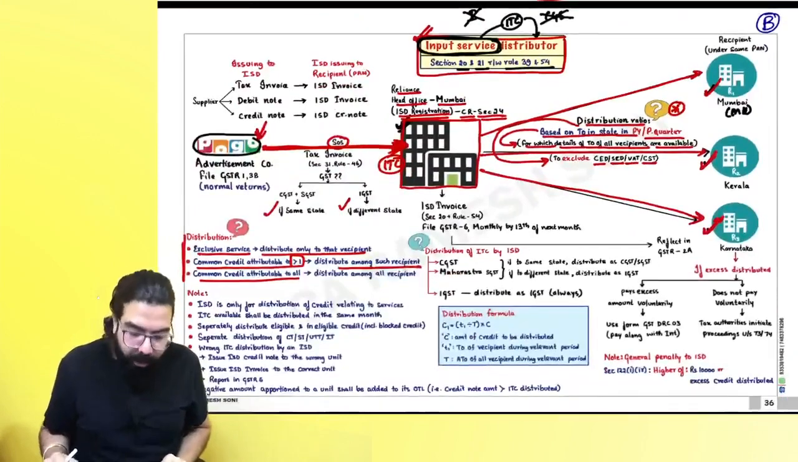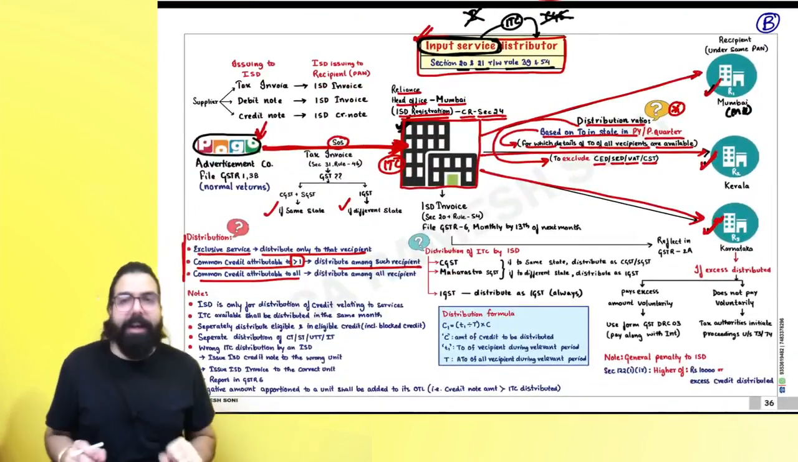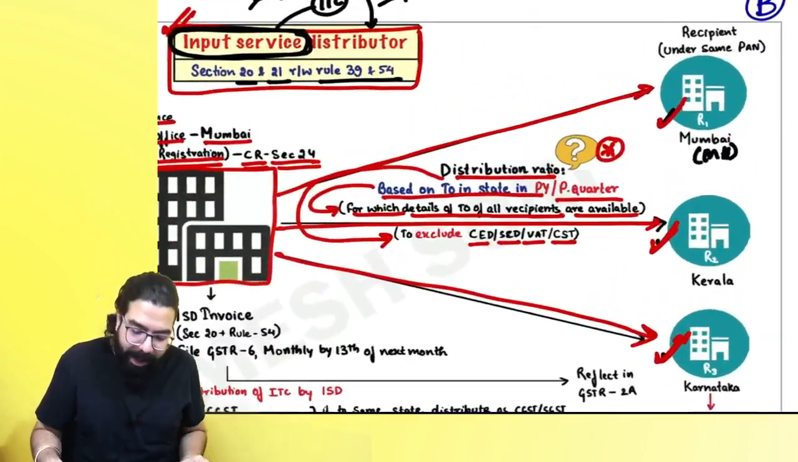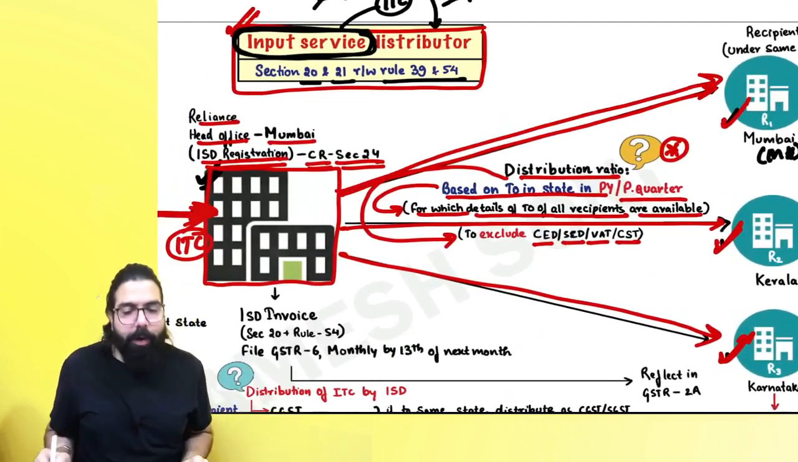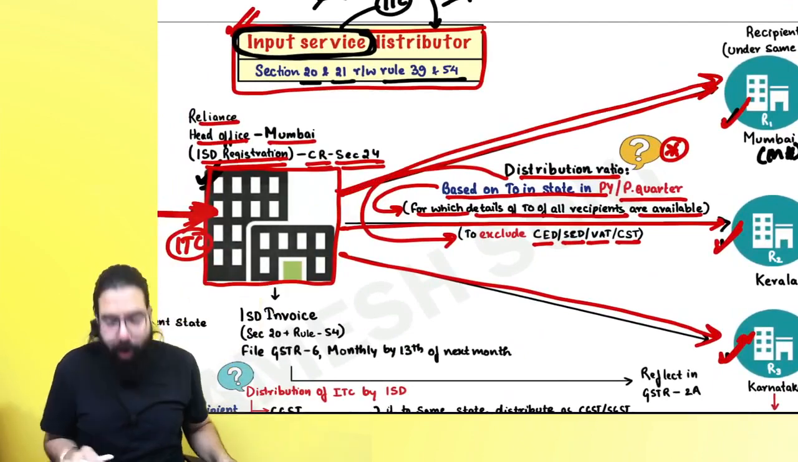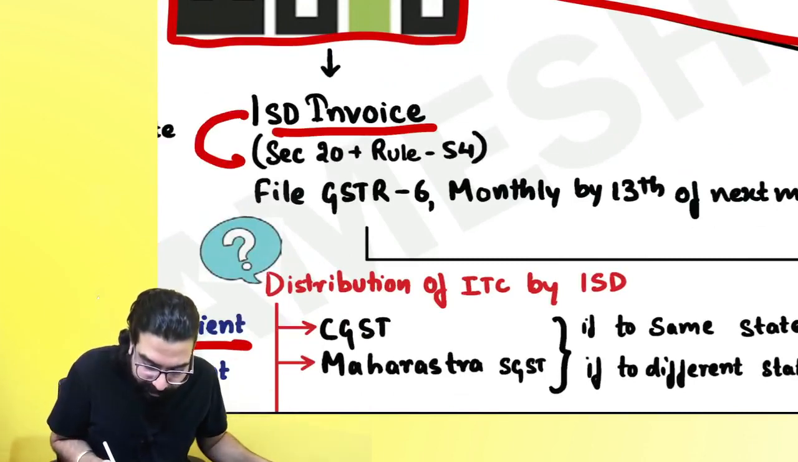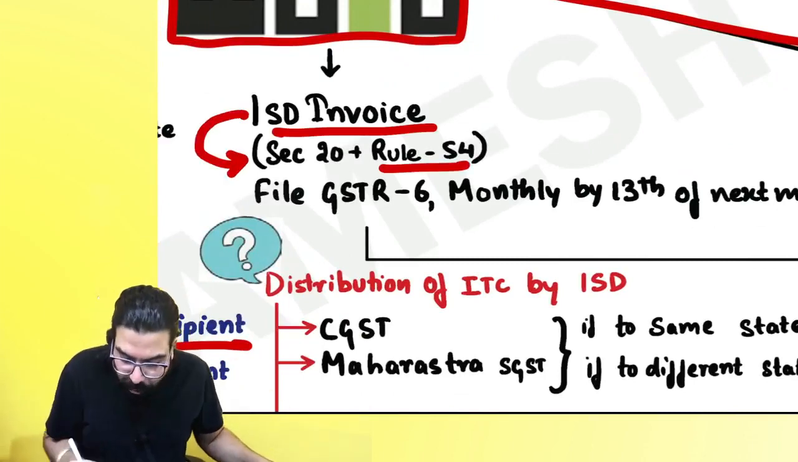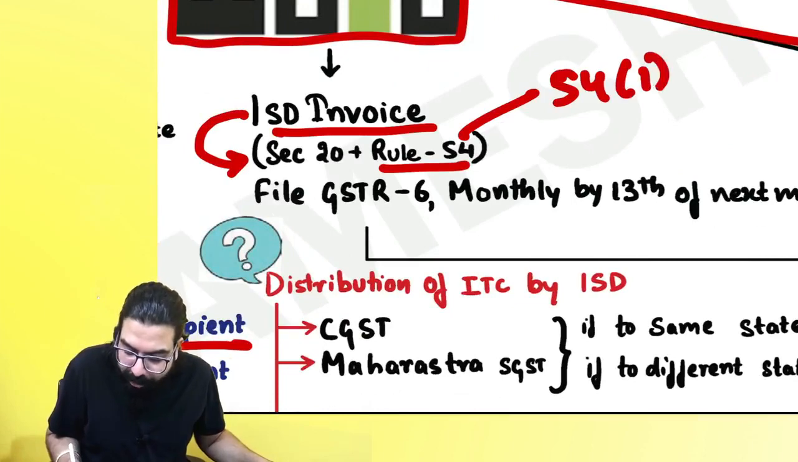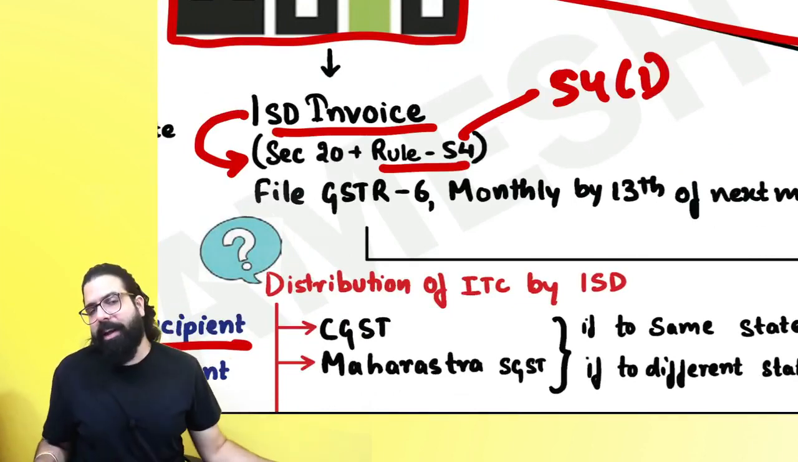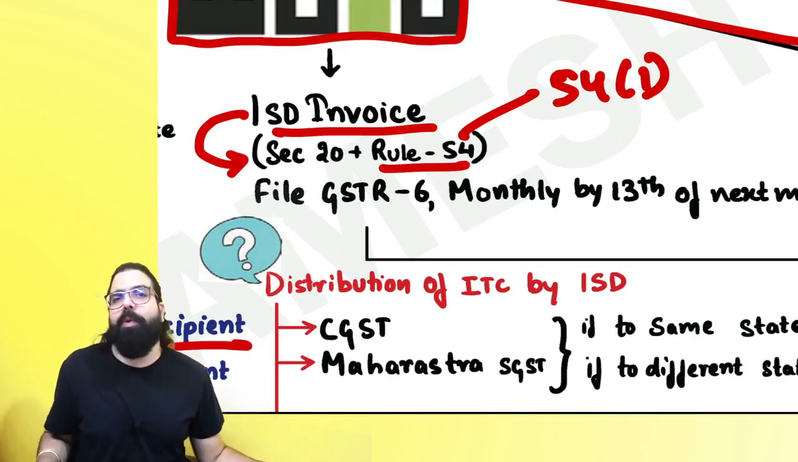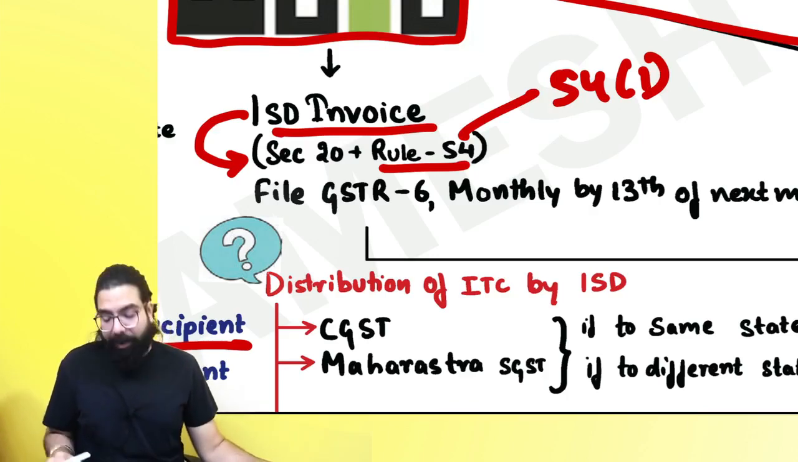Now the next point, everyone, how will the ISD go ahead and distribute? Remember always, the ISD to distribute always issues an ISD invoice. ISD invoice is as per section number 20, read with rule number 54. 54.1, if you remember, special circumstance mein how to issue the invoice, it was spoken by rule number 54.1.